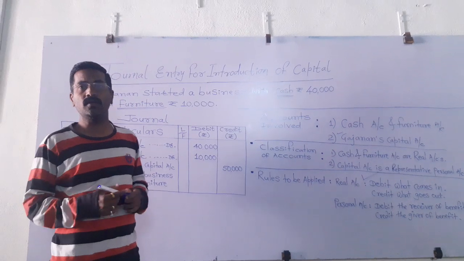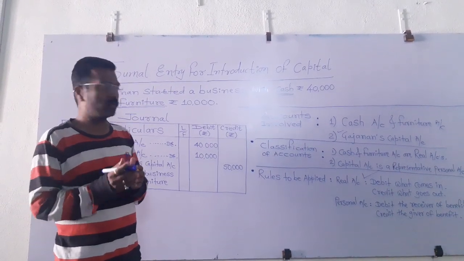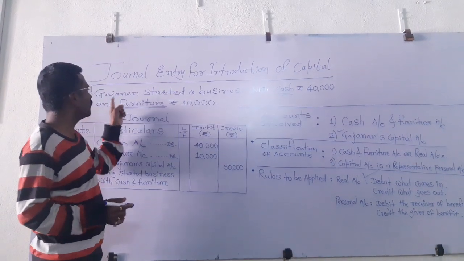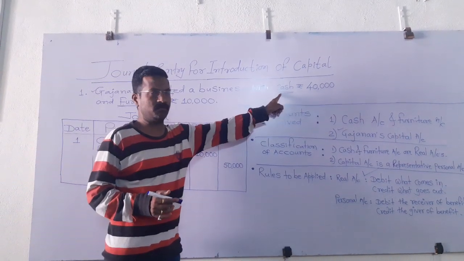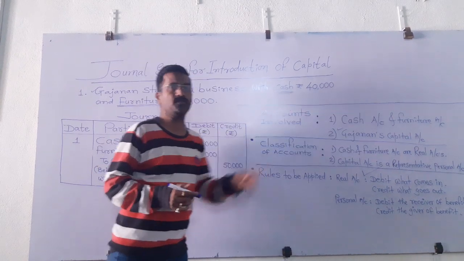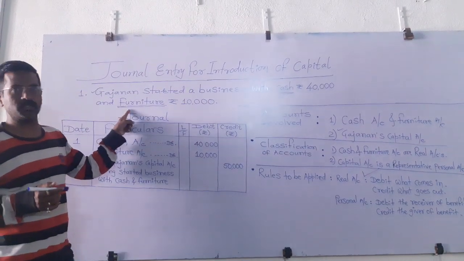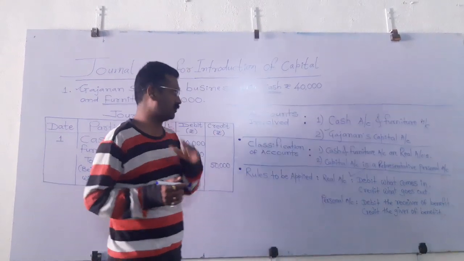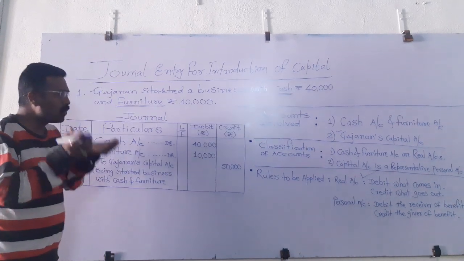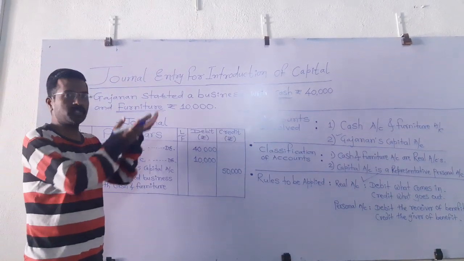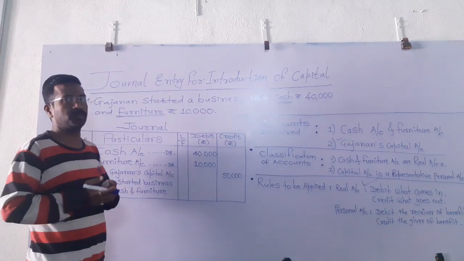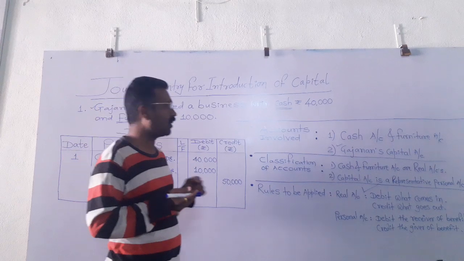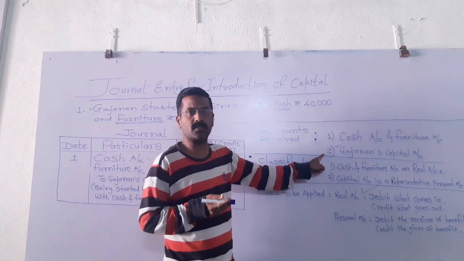First of all, we will have to find out which accounts are involved in this transaction. In this transaction, cash comes in. Therefore, cash account is involved. Furniture comes in business. Therefore, furniture account is also involved in this transaction. Who gives cash and furniture to business? Gajanan gives. Therefore, Gajanan's capital account is also involved in this transaction.